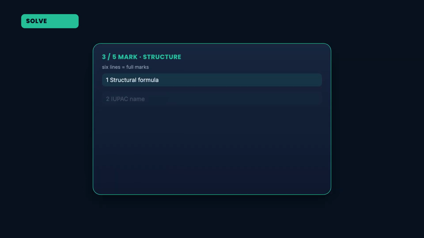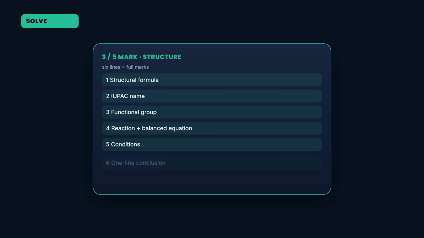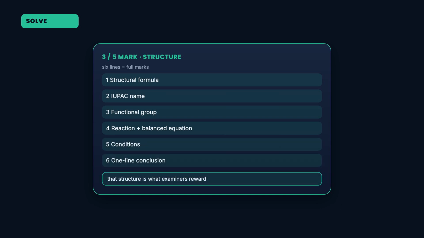For 3 and 5 mark questions, structure your answer. Structural formula. The IUPAC name. Functional group. Reaction with balanced equation. Conditions. 1-line conclusion. That structure is what examiners reward.